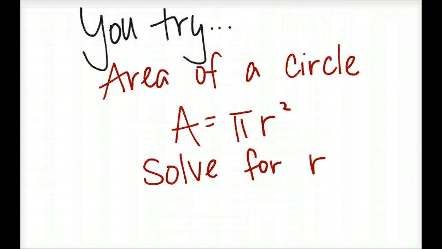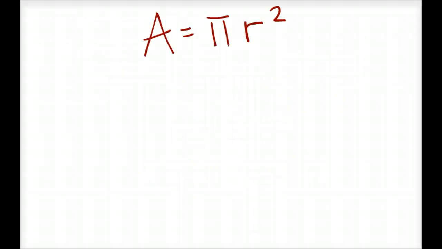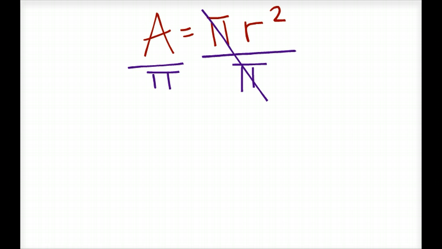Try solving the area of a circle for its radius. Go ahead and pause the video and solve the area of a circle for r, the radius. Okay, let's check your work. So in order to solve for the radius, we first need to divide by pi on both sides. Pi divided by pi is 1. So that leaves us with r squared equals area divided by pi.